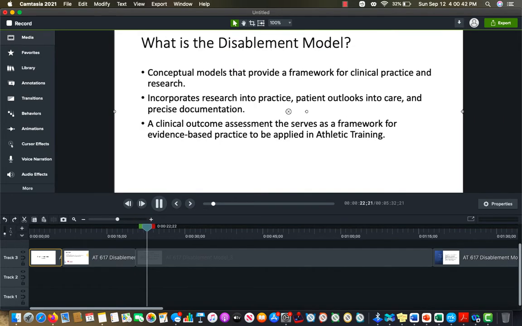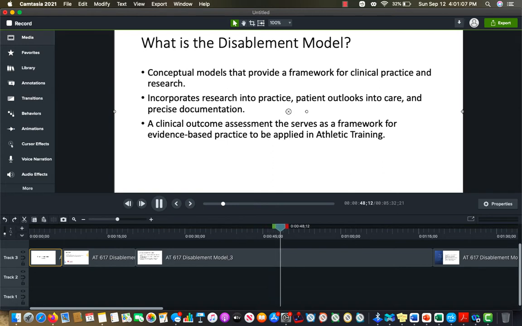What is the disablement model, you may ask? Conceptual models that provide a framework for clinical practice and research, basically combining the practice aspect of athletic training along with research to give your patient the utmost rehab or exercises that they need for their injury or illness, and incorporates research into practice, patients' outlooks into care, and precise documentation, which is all very important.